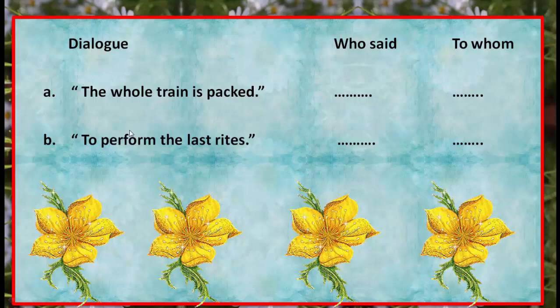For example, the whole train is packed. Who said and to whom? You know the answer very well. So here you have to write who had said this sentence and to whom this sentence has been said.